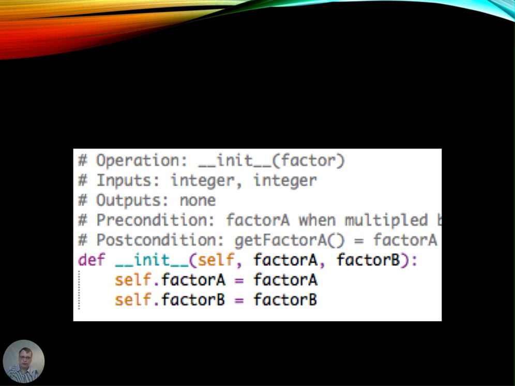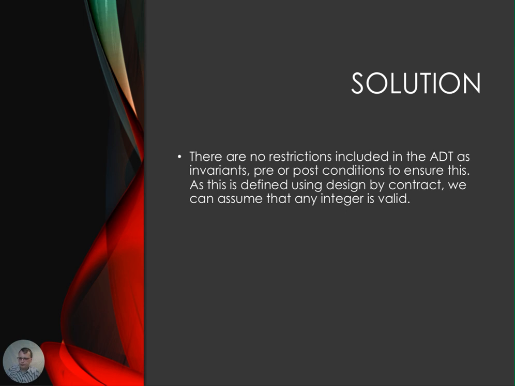Okay, so moving on to a solution. It's worth noting here that in the ADT, or indeed the class, there are no invariants, pre or post conditions, assert statements, if statements or otherwise to ensure that only integers are provided. So I've used a kind of design by contract type approach here. I've stated it should be integers, but I have not tested it in any way. So it's worth realising that there's actually a wide variety of things that could be provided here.